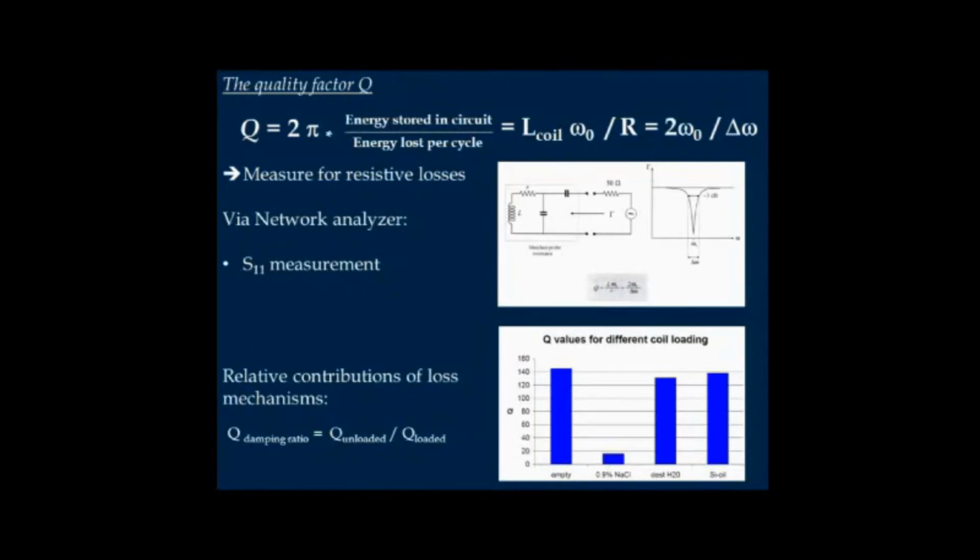The relative contributions of the loss mechanisms. Depending on what you load the coil with, the sample influence changes. Easy example: empty is clear, but if you put in distilled water, you have nothing which can conduct. So all losses you will see will be due to electrical fields, as you have a dipole inside, right? Water are dipoles, so the losses you get are only due to electric field losses. Whereas if you put a saline solution in, then your sample can conduct, and you see the magnetic losses as well.